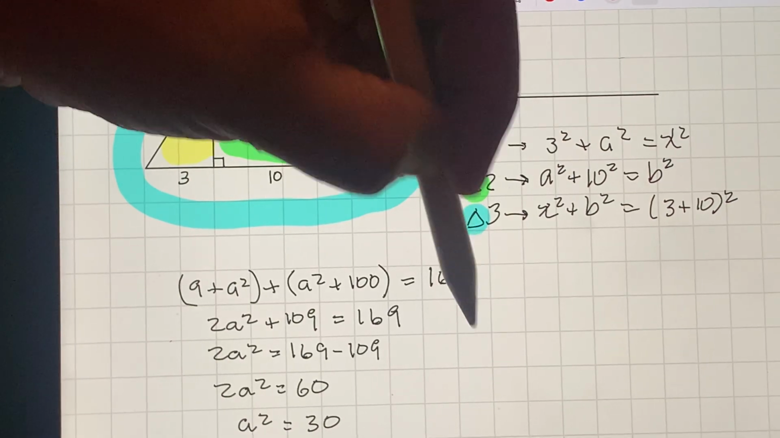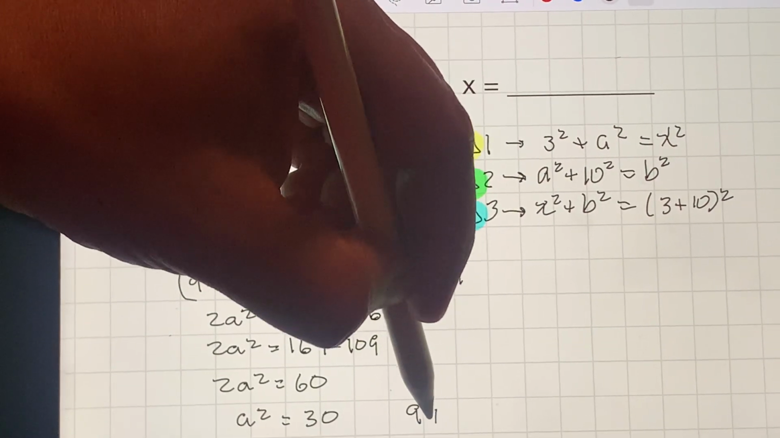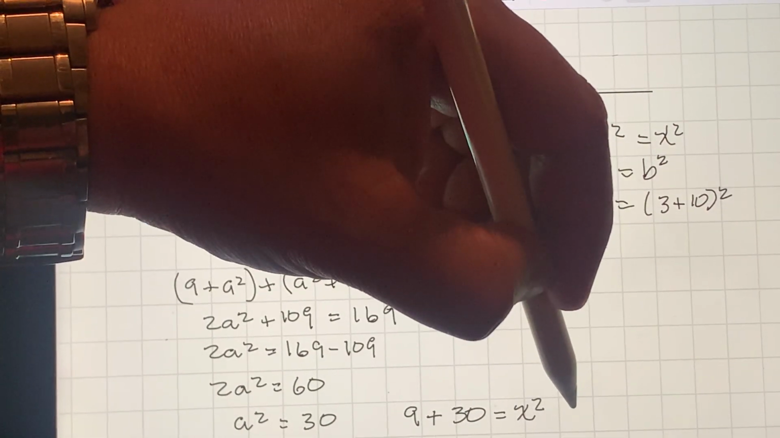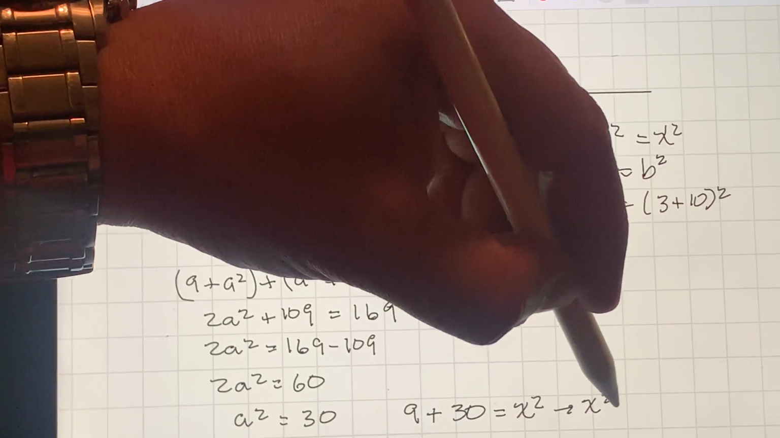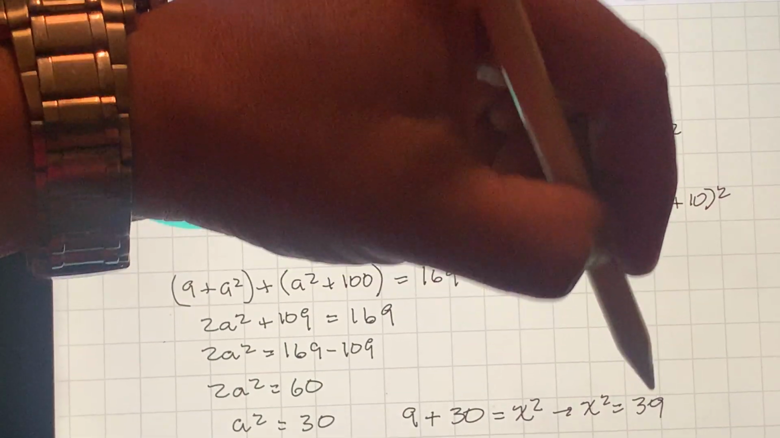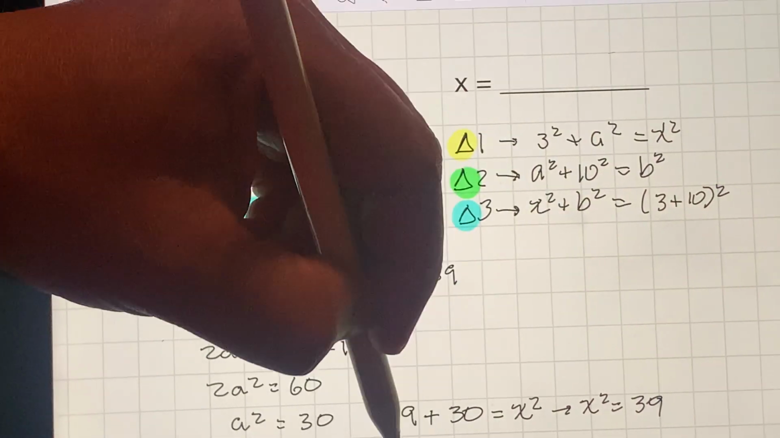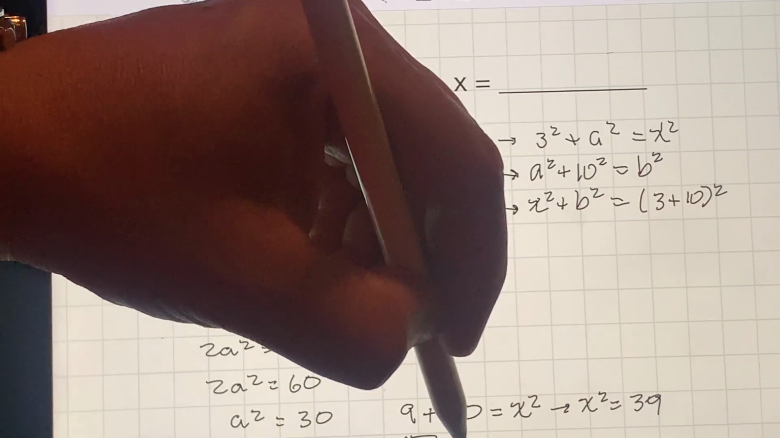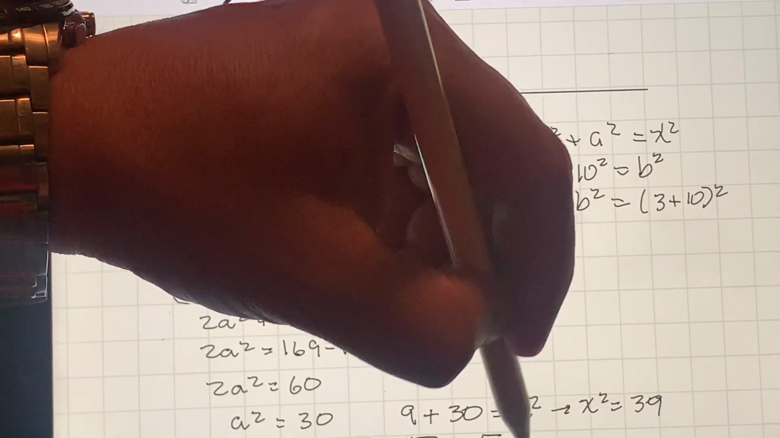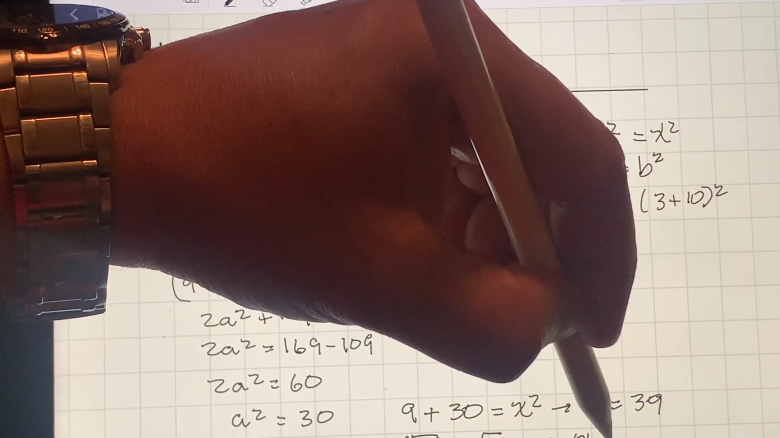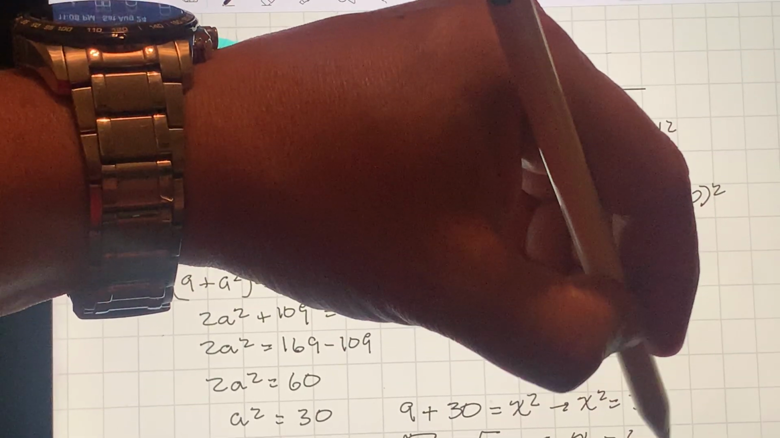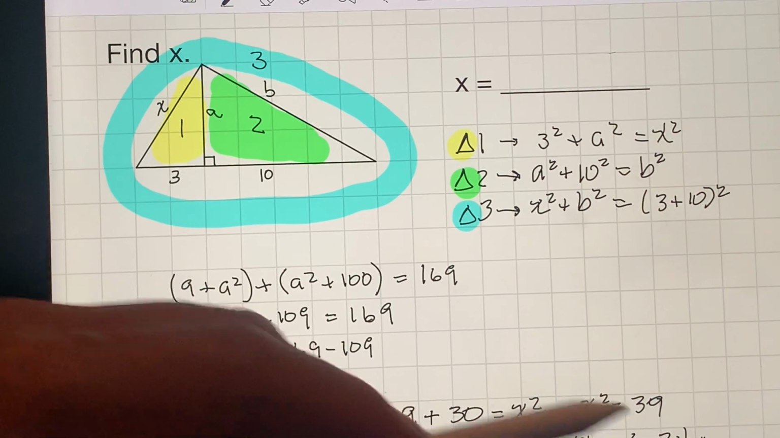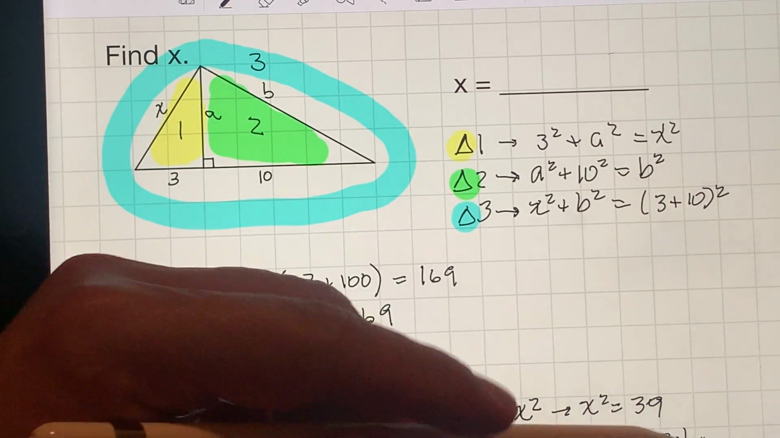So from here I can say 9 plus 30 equals x squared. So x squared equals 39. I need to solve for x, so I can say that the square root of x squared equals the square root of 39. So from there I can say that x is going to be equal to 6.24. If you take your calculator, you can verify that the square root of 39 equals 6.24.